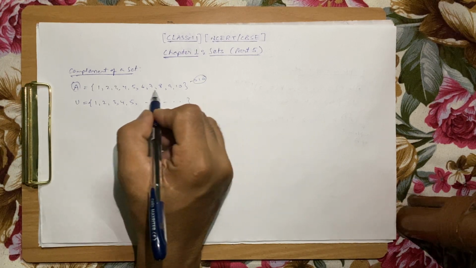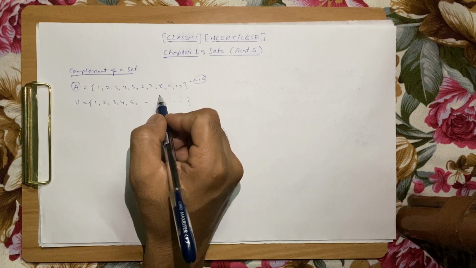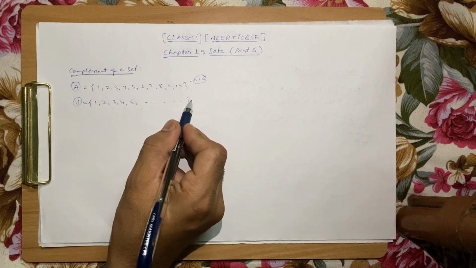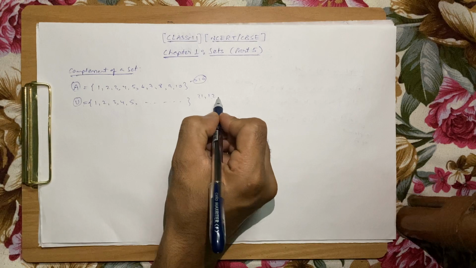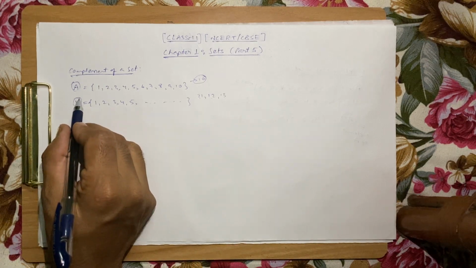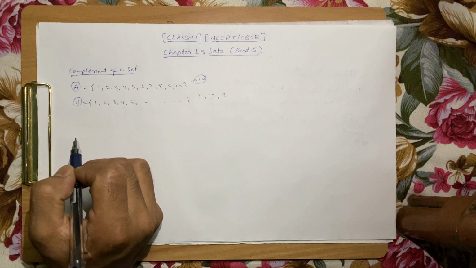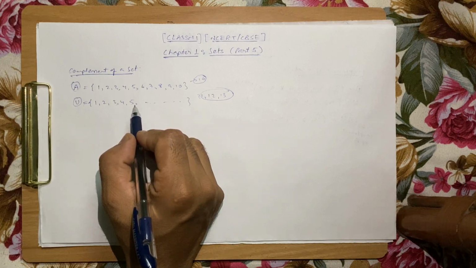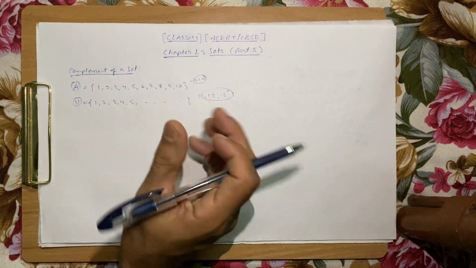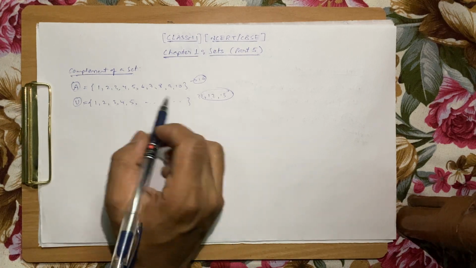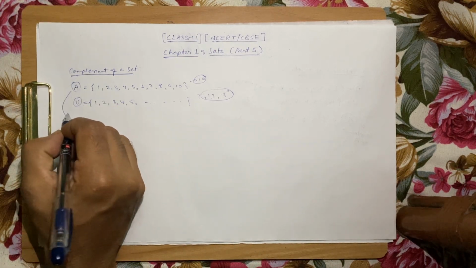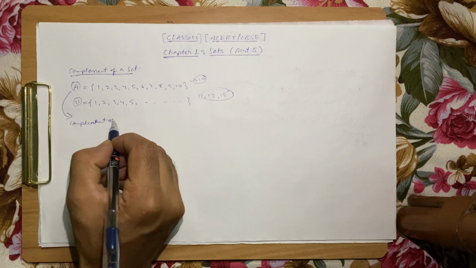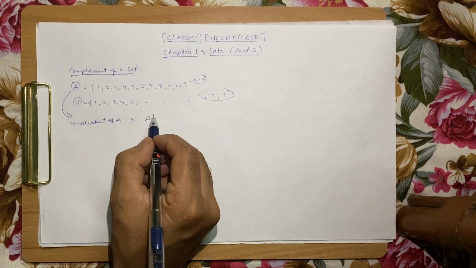But the 10 elements that are present in the set A are also present in the universal set, and the universal set has some extra elements too, like 11, 12, 13 and so on, which are present only in the universal set. The collection of these extra elements present in the universal set when compared to the set A is known as the complement of A. It is denoted as A dash, so just add a dash to it.